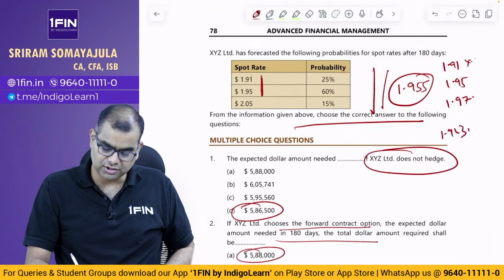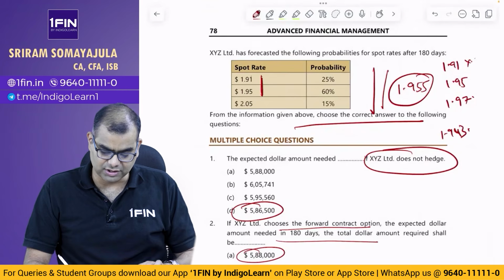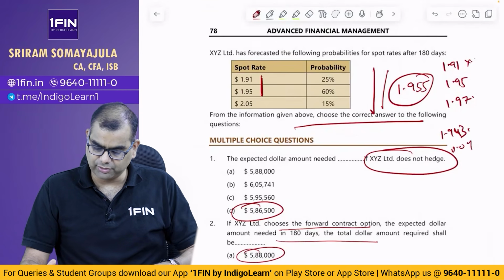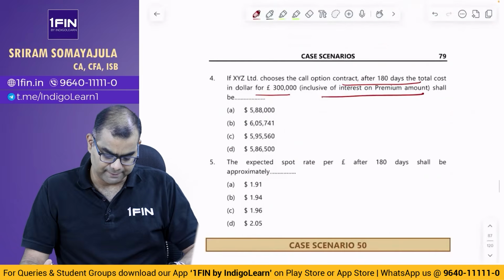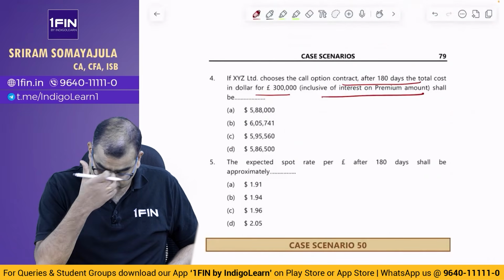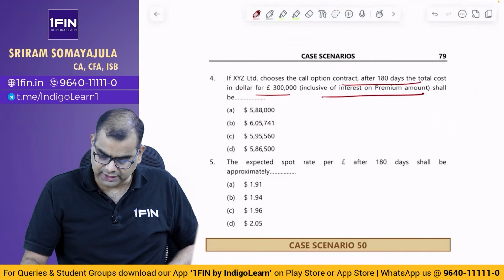This is the cost if you take an option. But how much are you going to pay? 0.04 plus 0.04. So you're going to pay 1.983. What are they saying? Choose the call option, total cost in dollars for so and so, into 3 lakhs.